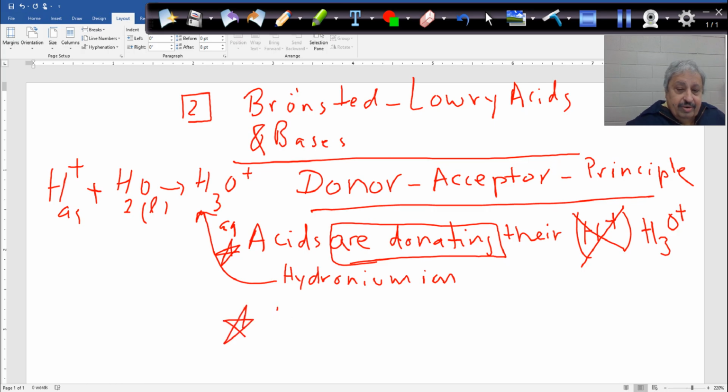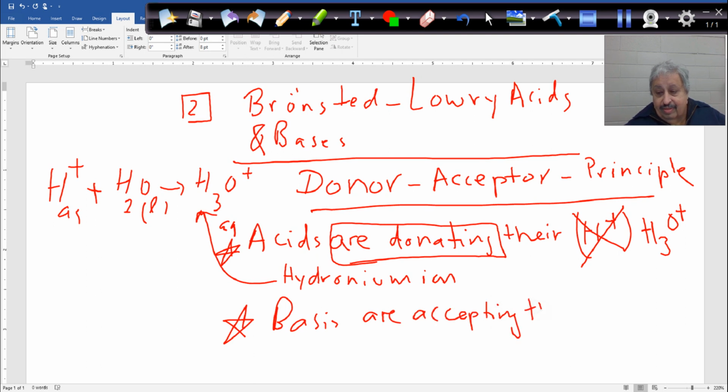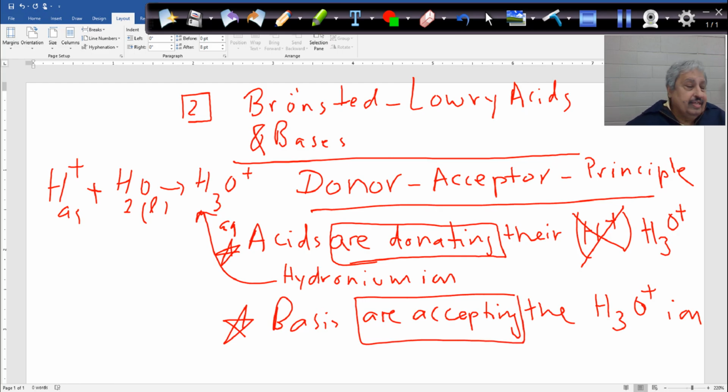This is one. Second one, bases are accepting the hydronium ion. So that's the definition of Bronsted and Lowry. So we'll go and look at specific ones. Now, we did not mention H2O, but we have to add H2O in the definition itself. But at least acids are donating and the bases, sorry, bases are accepting.